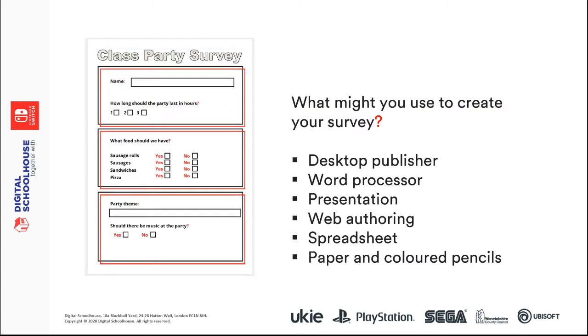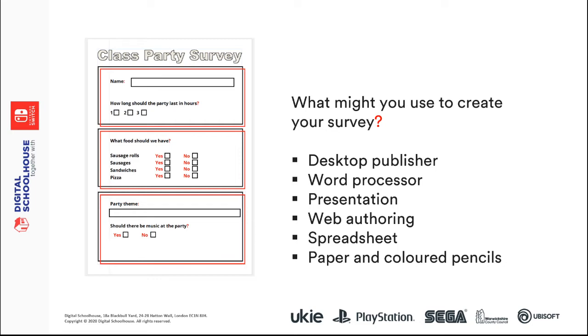So we're going to do not a class party survey, but a home party survey. What might you use to create your survey? So if you do have access to a computer today, you might want to use something like a desktop publishing software. So I created mine in Microsoft Publisher, for example. You might want to use a word processor like Word, or presentation software. You might want to use web authoring software and actually put it on the internet and ask people, so you can actually send it out to your friends who might be coming to the party from outside of your household. You could even use a spreadsheet for designing your survey.